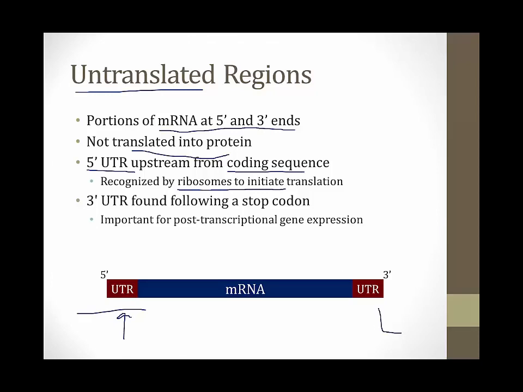There's also an untranslated region at the 3' end. This is always found following a stop codon, and this untranslated region is important for post-transcriptional gene expression. So just because this molecule of mRNA has been transcribed from DNA, it doesn't necessarily mean it's going to go on to make a protein. This untranslated region here has a lot of influence over that because it can bind to other factors that can determine whether this mRNA becomes translated into a protein or not.